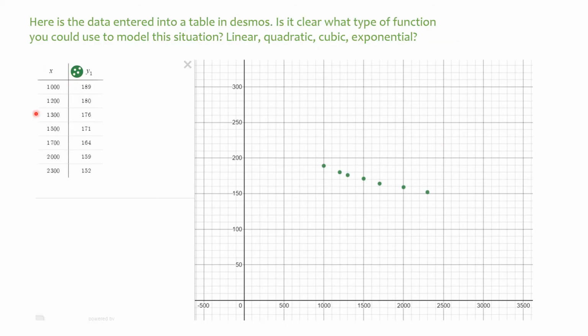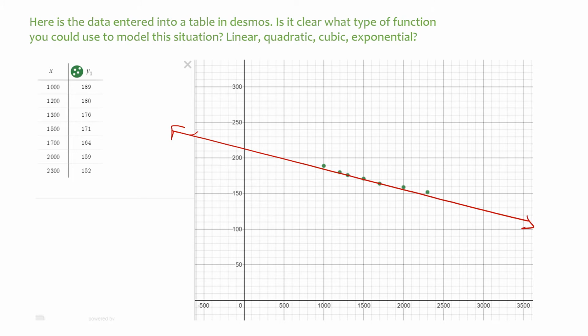Here's the data entered into a table in Desmos. Is it clear what type of function you could use? It isn't really. We're going to look at a bunch of them, these four here. So let's start first with linear. We could use line of best fit here. We could try. So let me just put a quick line through here. Okay, we could say that this is linear. This is a line of best fit, of course.